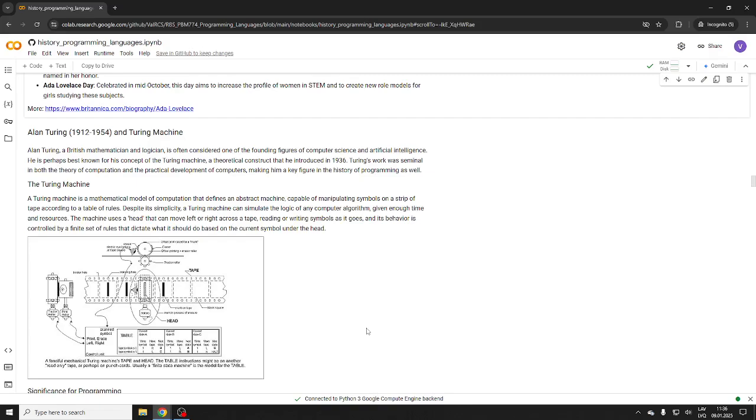We have this infinite tape, assume infinite memory. As you know, mathematicians in general like to make these assumptions: assume infinite anything. But using this, you can simulate basically the logic of any normal computer algorithm, given enough time and resources. So you have this head that can move left or right across the tape. There are symbols, and only a couple of rules.